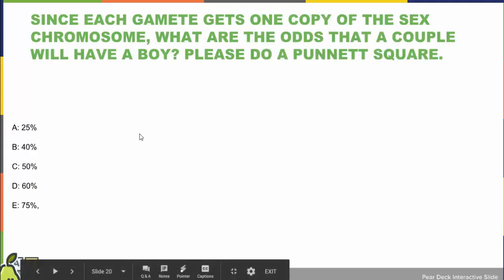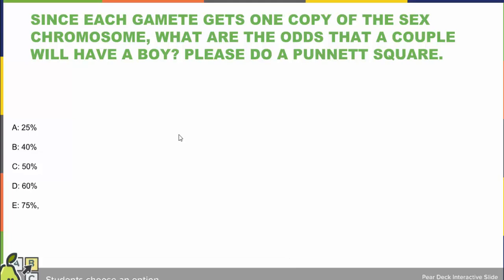All right, question for you guys. Again, pause the slide. Since each gamete gets 1 copy of the sex chromosome, what are the odds that a couple will have a boy? Okay, so think about what the genotypes would be, and then think about what are the odds that a couple has a boy.